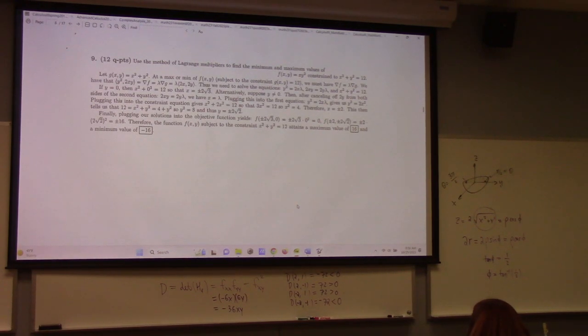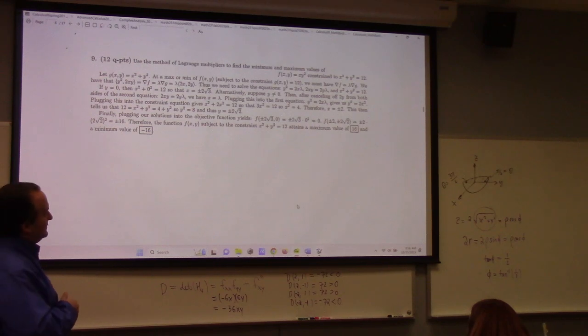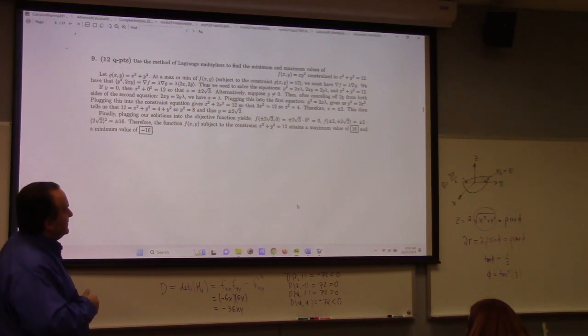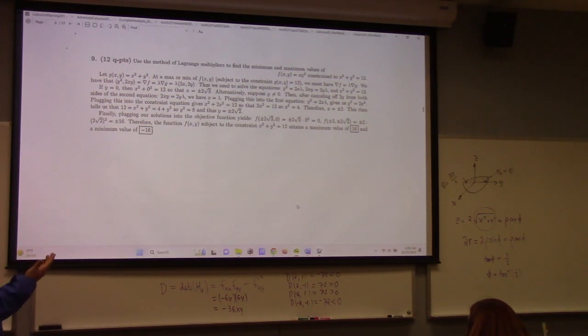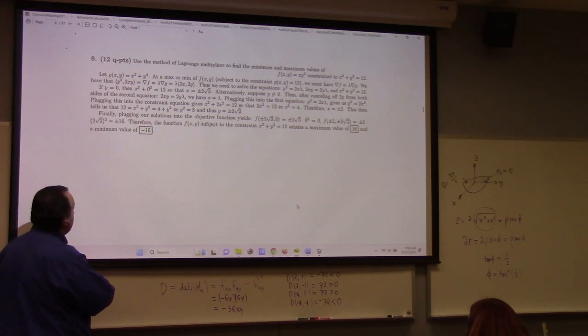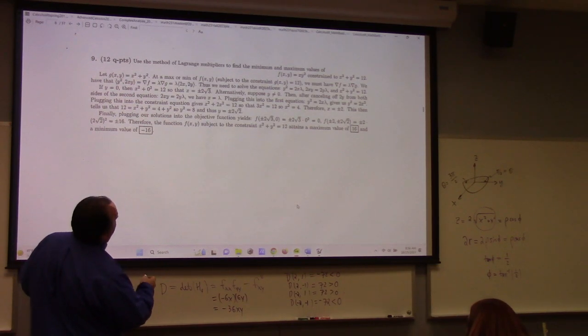Method of Lagrange multipliers. This is a nice Lagrange multiplier problem. Usually, when you're constrained to a circle, it works out pretty nice. So you just, what do you do? You calculate the gradient of f, and you set it equal to lambda times the gradient of the constraint. That gives us these equations. I'll write them out here.